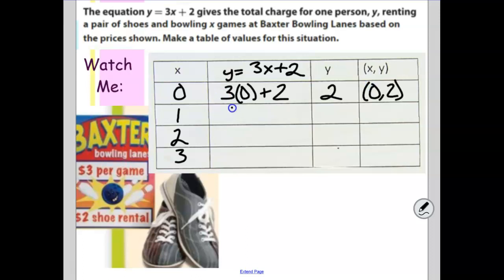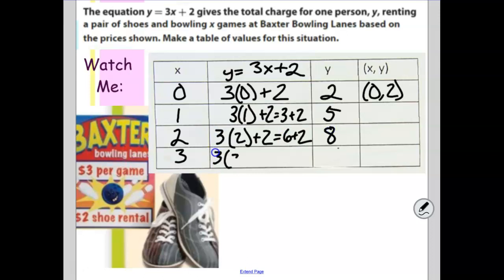If I plug in 1, I get 3 times 1 plus 2, which ends up giving me 3 plus 2, or 5. If I plug in 2, that gives me 6 plus 2, which is 8. And if I plug in 3, I'm going to pop a 3 in place of that x. And that's going to give me 9 plus 2, which is 11.